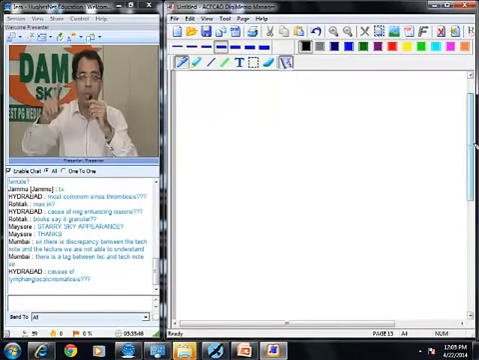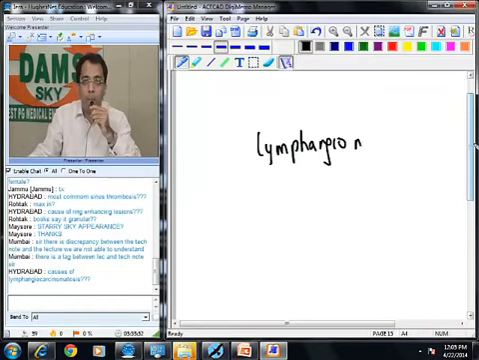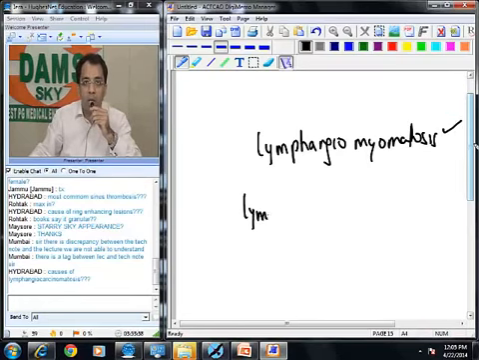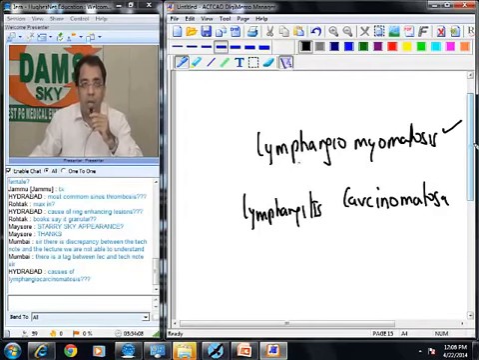Okay, Hyderabad, you are confusing something. Let me just show you something very important. I am saying lymphangioleiomyomatosis, and you are saying lymphangitis carcinomatosa. There are two different things. When you see similar words, you get confused.